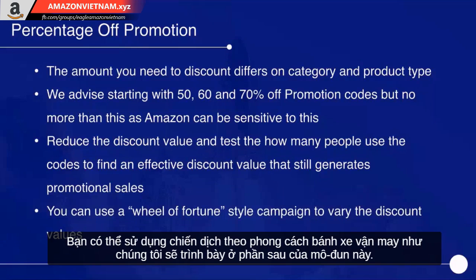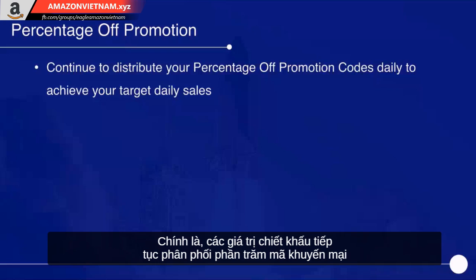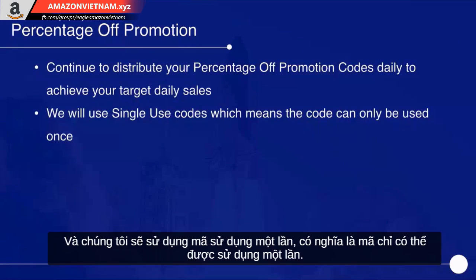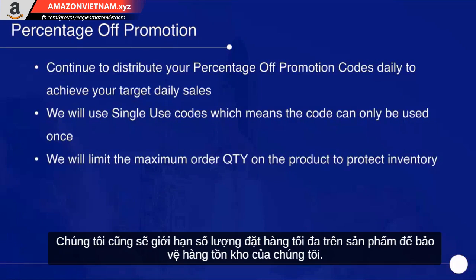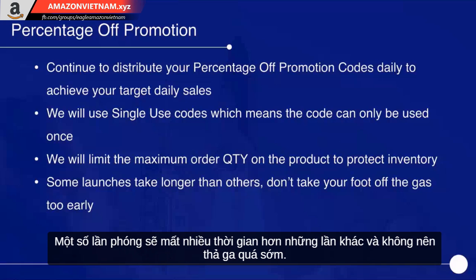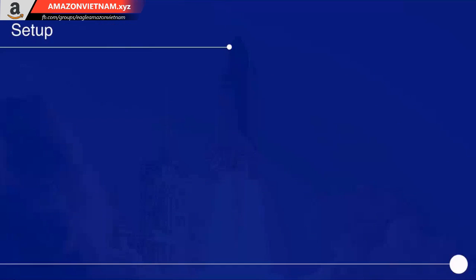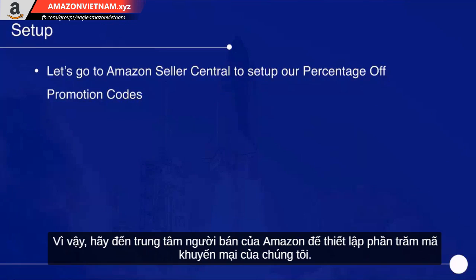You can use a Wheel of Fortune style campaign, as we will later in this module, to vary the discount values. Continue to distribute your percentage off promotional codes daily to achieve your target daily sales. And we will use single-use codes, which means the code can only be used once. We will also limit the maximum order quantity on the product to protect our inventory. Some launches will take longer than others, and don't take your foot off the gas too early. Remembering consistency is key. So let's go to Amazon Seller Central to set up our percentage off promotional codes.